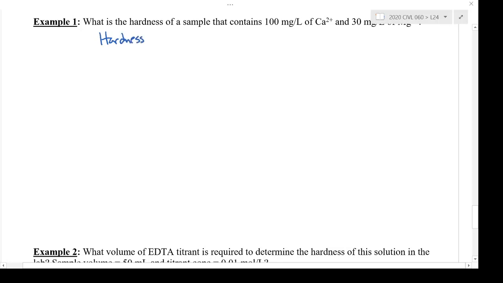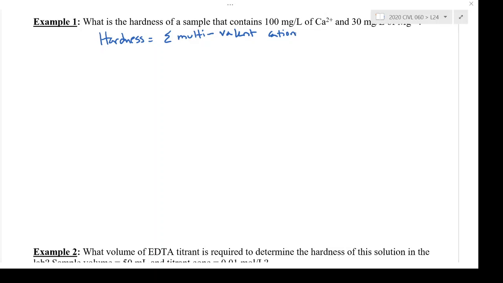So hardness is the summation of multivalent cations. So these are the ions that can form scale or precipitants in water systems, so they're really of importance because we want to minimize scale formation in a lot of different systems.